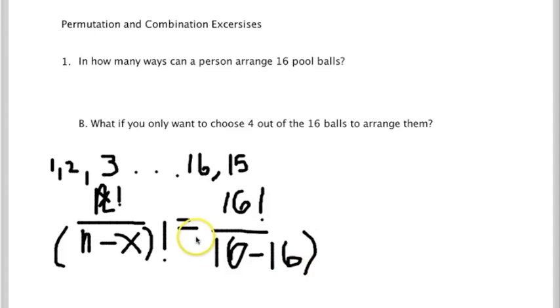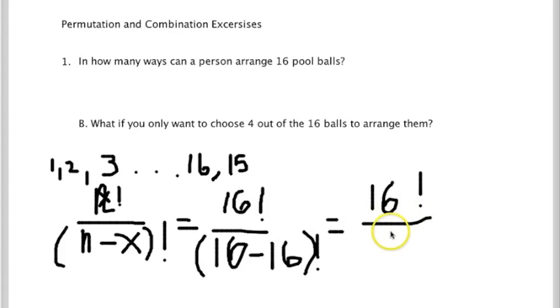Okay, so it turned out to be 16 factorial over 0 factorial. Oh, I forgot the factorial sign here. But 16 factorial over 0 factorial. In this case, we know that 0 factorial, hopefully you know this already, if you guys don't know it already, make sure that you memorize that 0 factorial is always 1. So the answer would just be 16 factorial. Okay? For A.